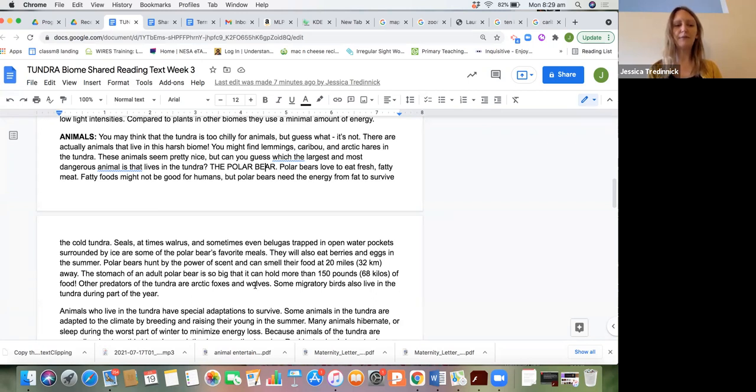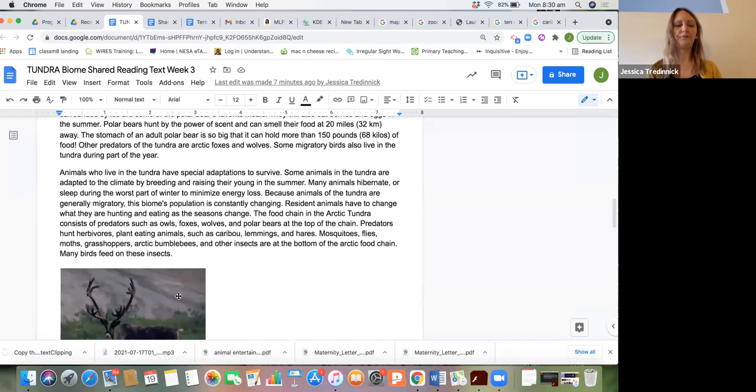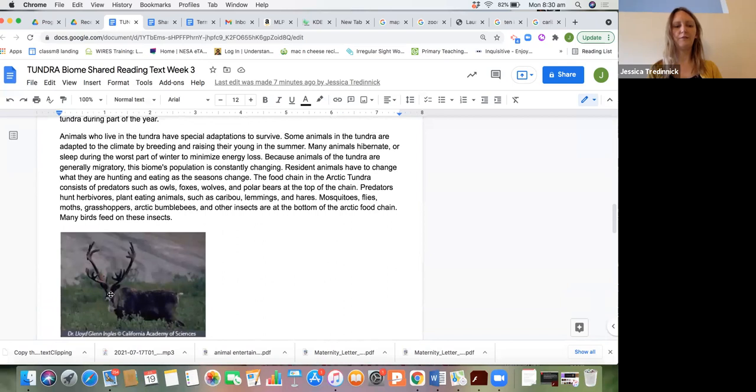Polar bears hunt by the power of scent and can smell their food at 32 kilometres away. The stomach of an adult polar bear is so big that it can hold more than 68 kilos of food. Wow, that's more than I weigh. Other predators of the tundra are Arctic foxes and wolves. Some migratory birds also live in the tundra during part of the year. There's a caribou photo.